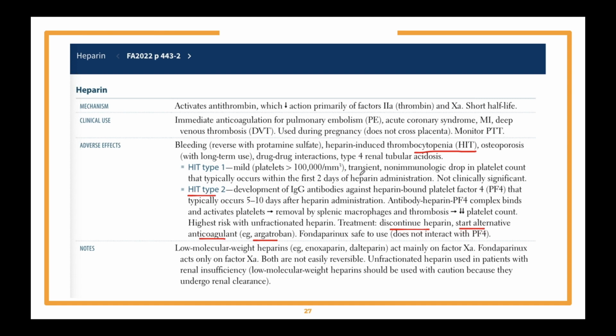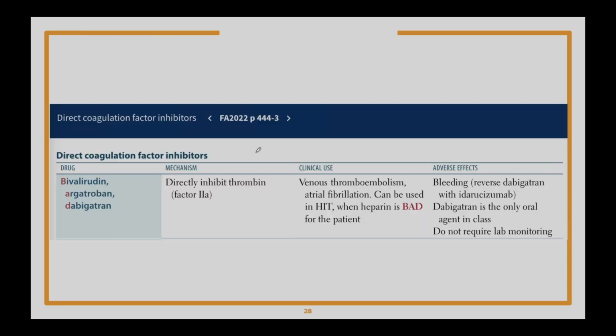Okay, so if we take a look at the next slide, this is our First Aid table on direct thrombin inhibitors, DTIs: argatroban, bivalirudin, dabigatran. These are direct thrombin inhibitors, and you can see there they can be used in HIT, heparin-induced thrombocytopenia, where heparin is bad for the patient. Okay, so in a setting where a patient develops blood clots a few days after starting heparin, you want to be on the lookout for HIT, and you may need to stop the heparin, and you may need to switch them to a different anticoagulation, one of which would be direct thrombin inhibitors.